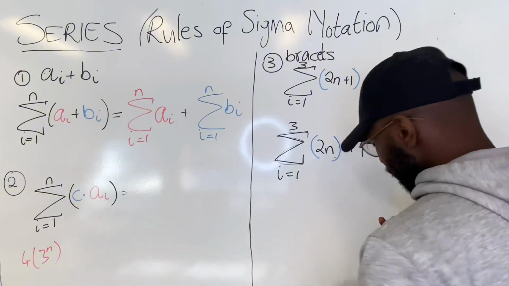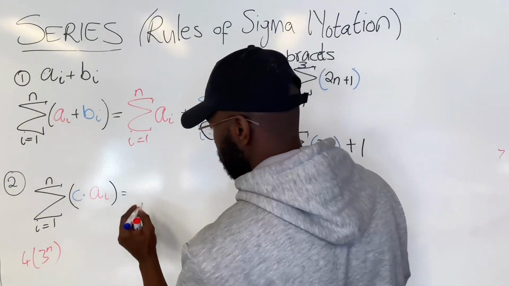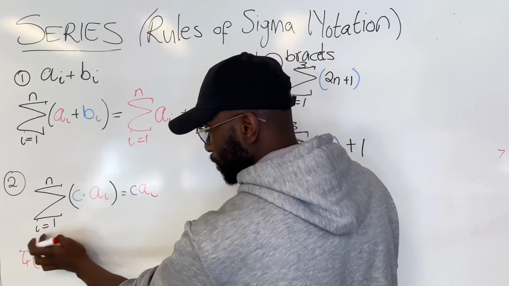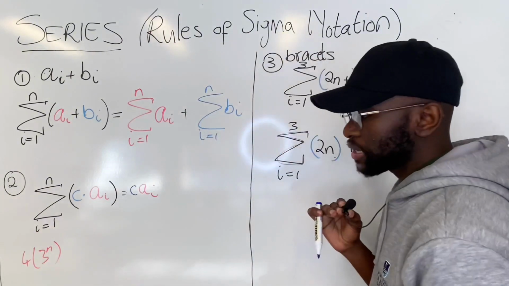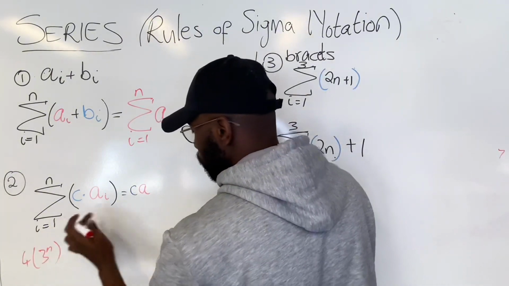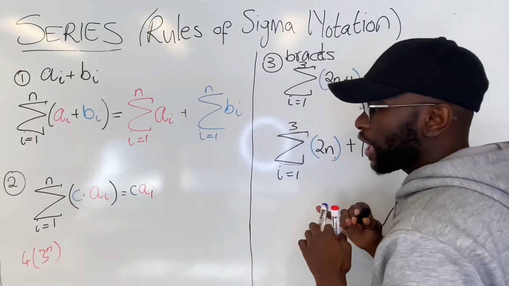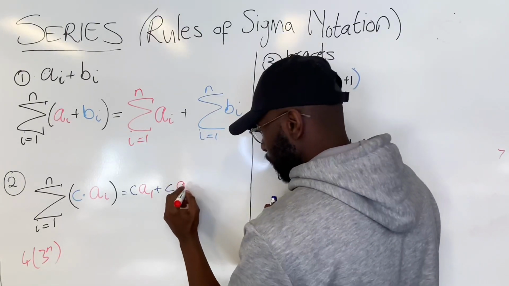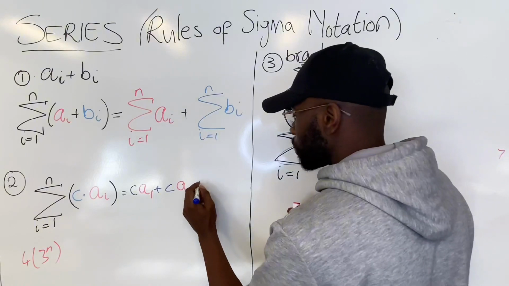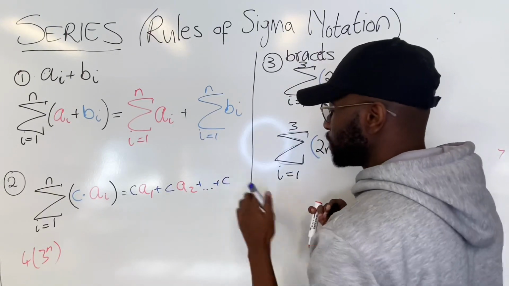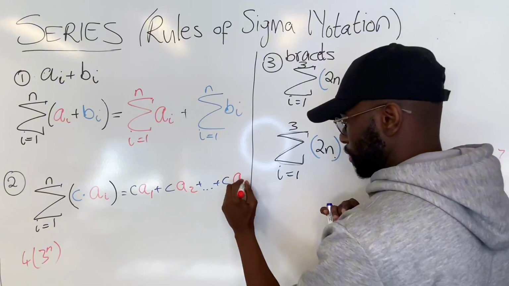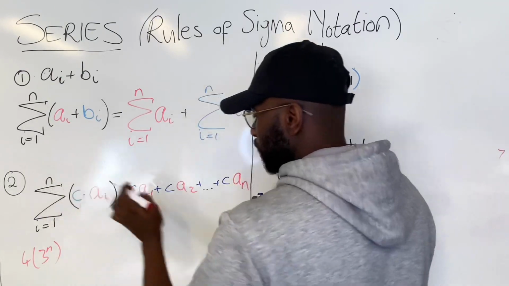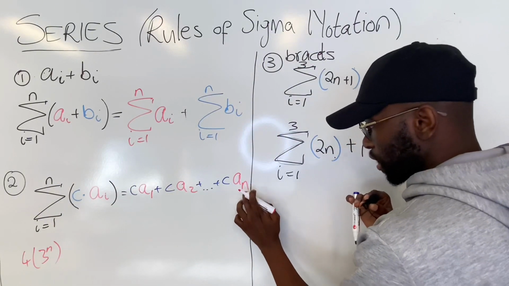you will have, I really need to use two different colors so that it makes sense. You will have CA1 because our lower bound starts at 1, right? If our i is equal to 1, then that means we start from CA1, CA2, all the way until CAn, because our upper bound is n, just like you see it here. If it was 3, I would have gone up until number 3.